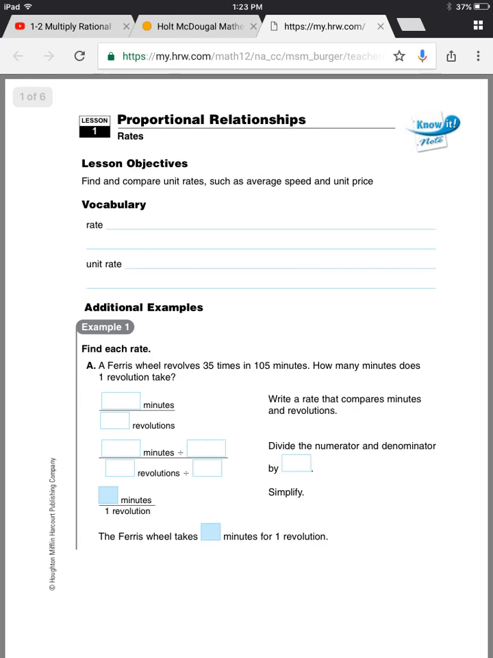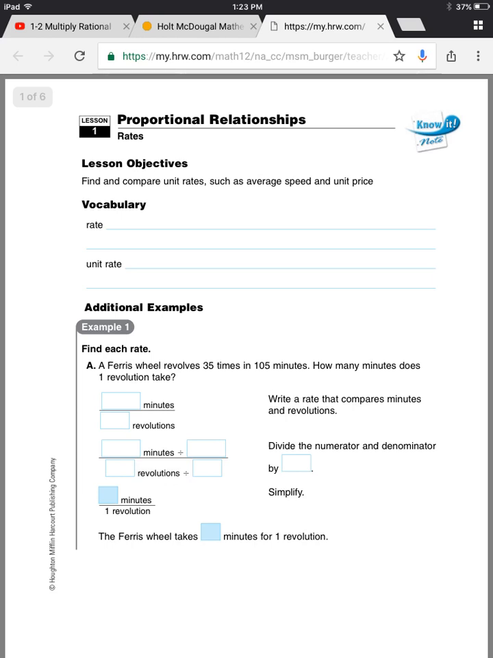So we are talking about ratios and rates on this lesson. A rate is a ratio that compares two quantities measured in different units, like miles per hour. A unit rate is a rate whose denominator is 1 when written as a fraction, like $3.99 per 1 gallon for milk. So the first thing we're going to be doing is we're going to find each rate.